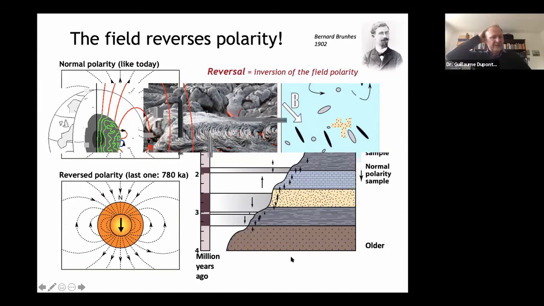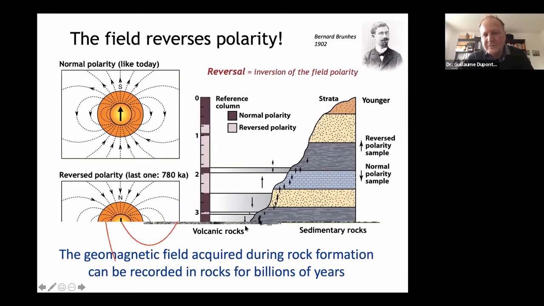So the other thing that Mario was mentioning is that the field reverses. This was discovered not so long ago, by another Frenchman. By looking at different sedimentary layers that were deposited from older to younger, so you get the older deposits and then younger and younger, if these rocks are magnetic enough, you can measure the magnetization, or at least see if they are going more towards down or towards up.